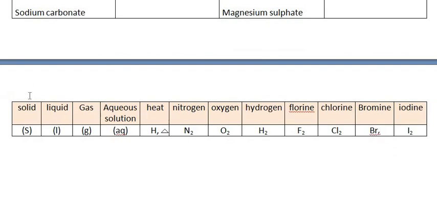States of matter also: solid denoted by S, liquid by L, small l, gas G, aqueous solution. You know that the solution consists of solute and solvent. If the solvent is water, we say that the solution is aqueous solution. Heat denoted by H, delta H, change in heat.